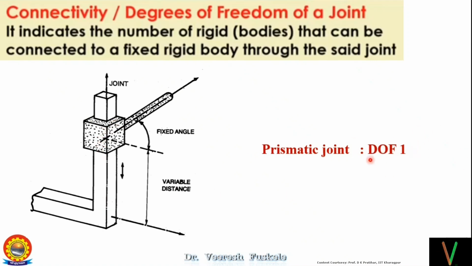We'll talk about degree of freedom a little bit later. So we say that degree of freedom is 1. This joint will be the prismatic joint, which will be sliding up and down only, so it will have only one type of motion.